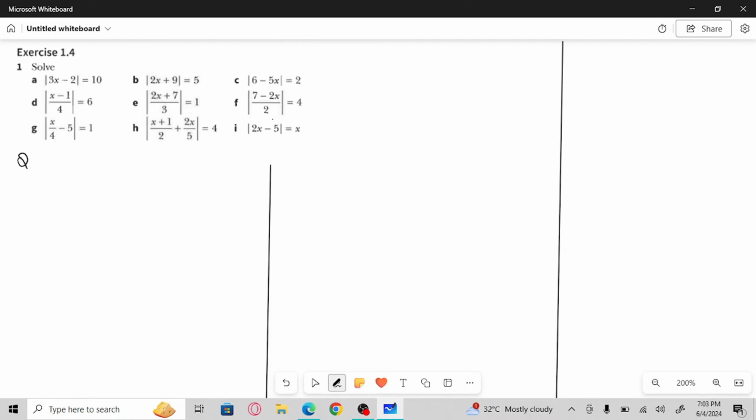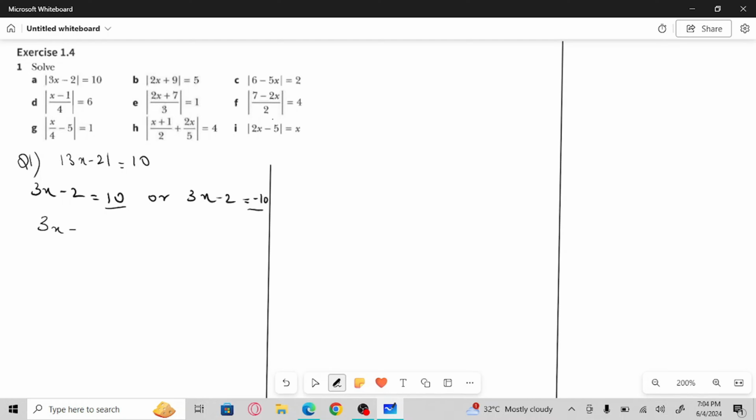Okay, so question number 1 for exercise 1.4 says that the modulus of 3x minus 2 is equal to 10. Here we just open the modulus: 3x minus 2 is equal to 10, or 3x minus 2 is equal to minus 10. Two values again. We're opening a modulus, so we get a negative and a positive value. Now we just solve these two individually.